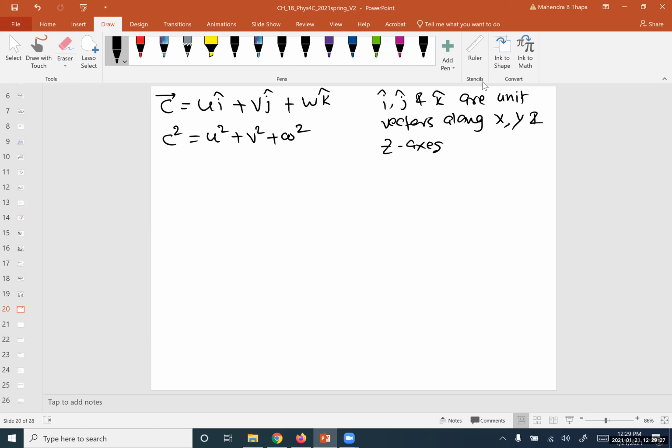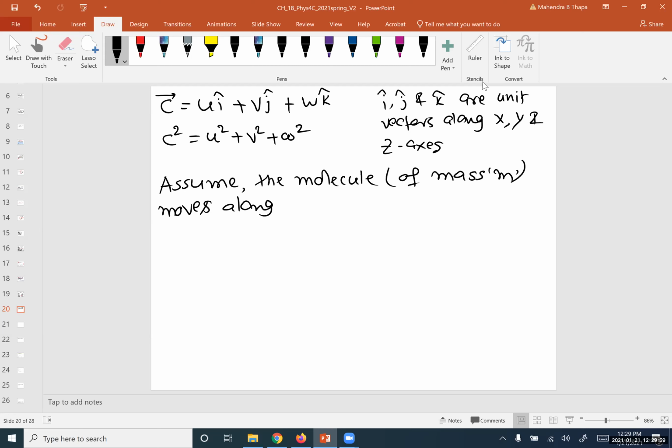Okay, so let's start. Further assume that the molecule, which has mass m, because we say that mass is identical for all molecules, moves along the x-axis only at first. It could be along the y-axis only. It could be along the z-axis only.